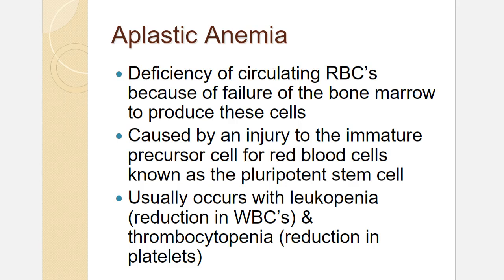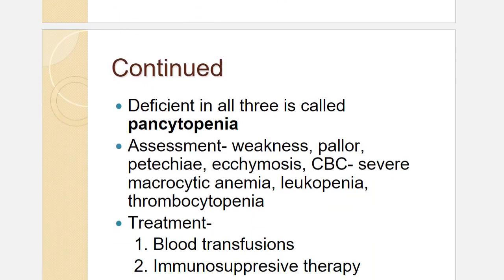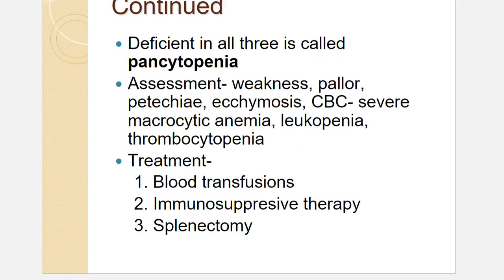We see this many times with patients who have leukopenia, which is a reduction in white blood cells, and thrombocytopenia, which is a reduction in platelets. Now, can you imagine a person who is deficient in all 3 cells, which puts them at risk for severe anemia, increased risk for infection, and obviously increased risk for bleeding. Okay? And of course, think about what kind of symptoms you would see. Weakness, pallor, petechiae, ecchymosis. On CBC you'd see severe macrocytic anemia, leukopenia, and thrombocytopenia.